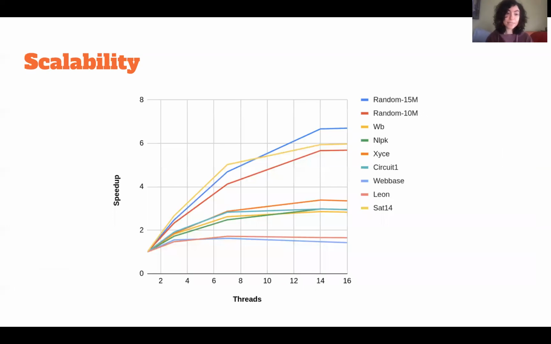Let's look at the scalability of Bipart. We are scaling up to 7x for the larger hypergraphs and about 2x for the smaller hypergraphs.